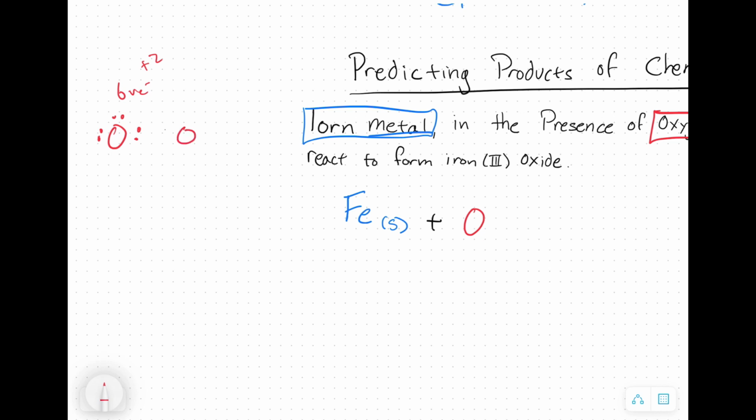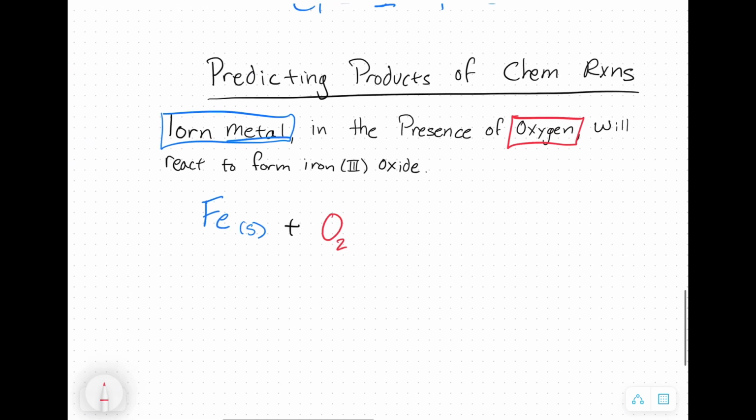And we talked about how in the gas unit, if oxygen wants to share 2 electrons with another oxygen, well, now they'll both get those 2 extra electrons. And this is the form of oxygen gas, or O2. So even though it doesn't say O2, in the presence of oxygen just tells me it's going to be oxygen gas, O2 gas.